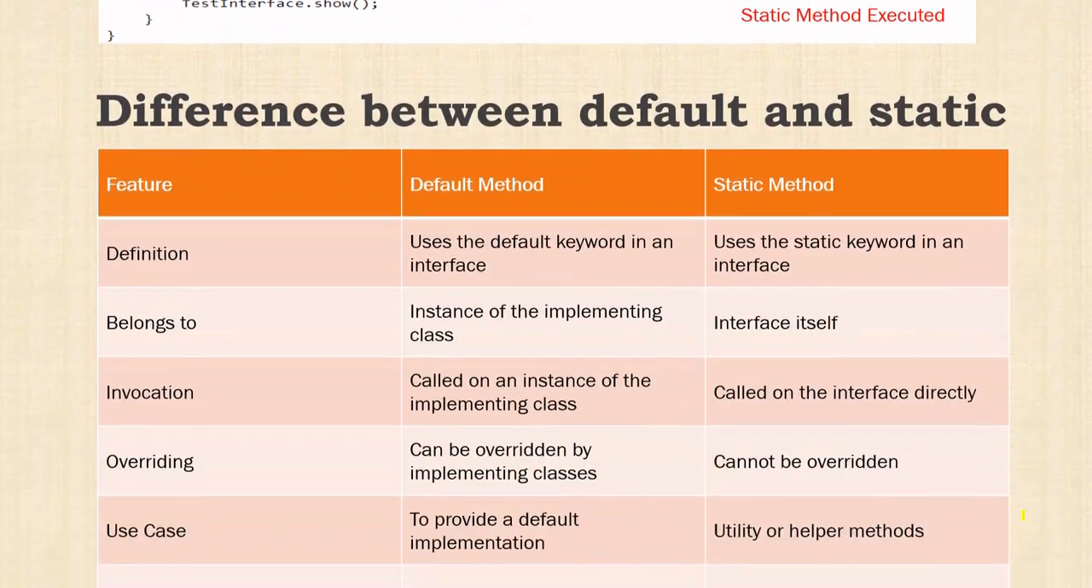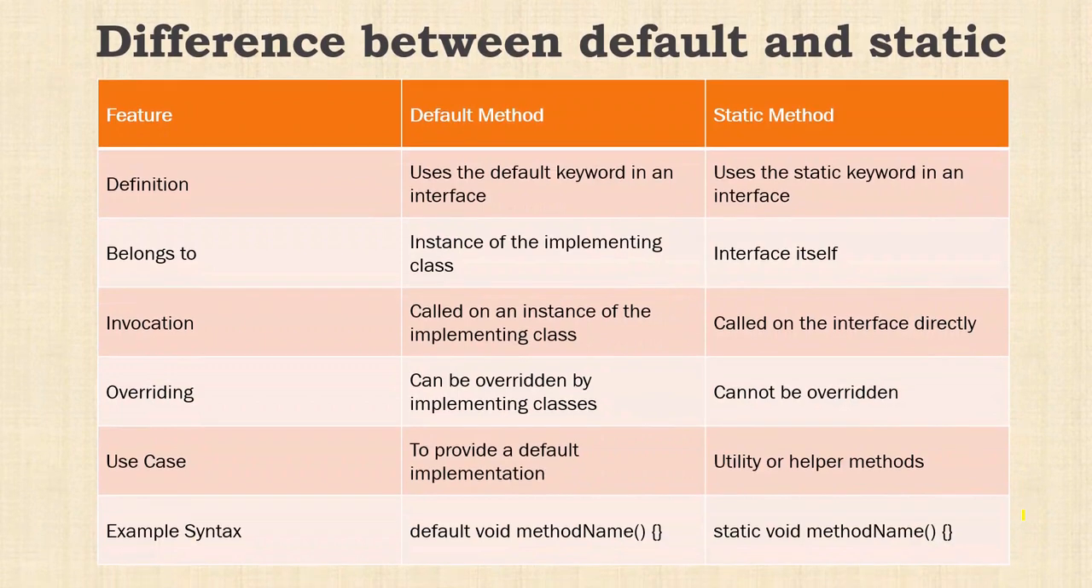Okay, so now we are going to see the difference between default and static methods. Quickly we'll try to understand the definitions. For a default method, we have to use the default keyword in an interface, and for a static method we have to use the static keyword. A default method belongs to the instance of the implementing class, so you have to create an instance of the class you are implementing. A static method belongs to the interface itself, so no need to create any object, you can directly call it.